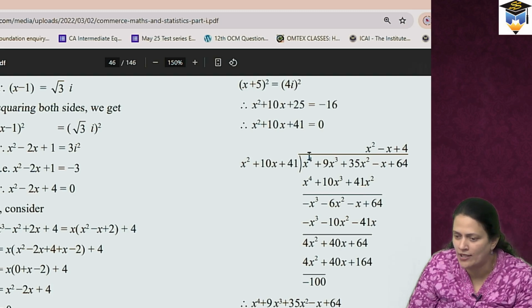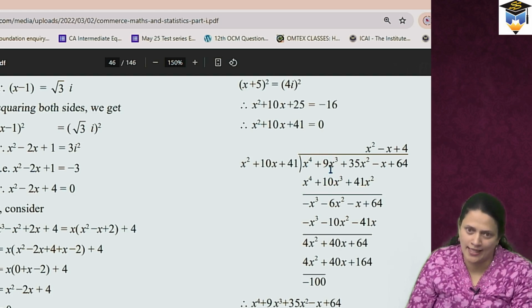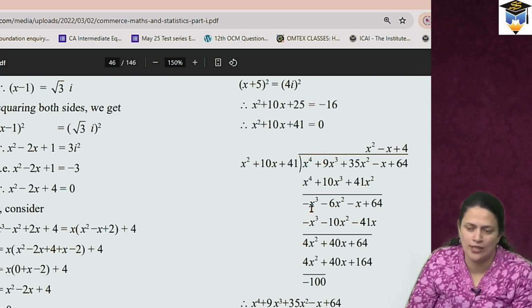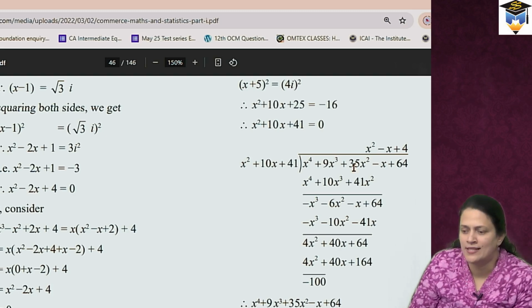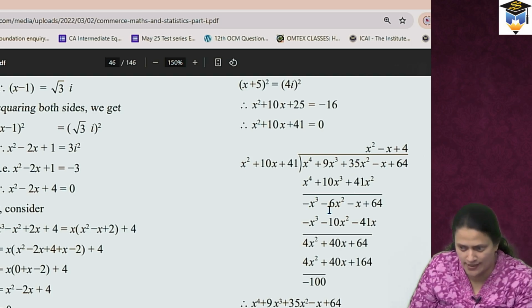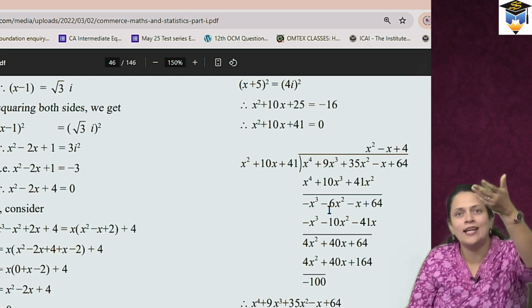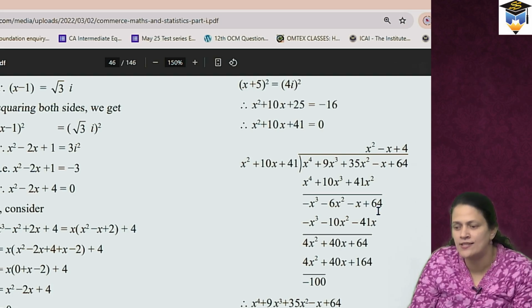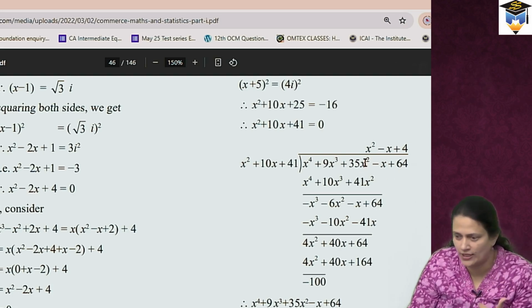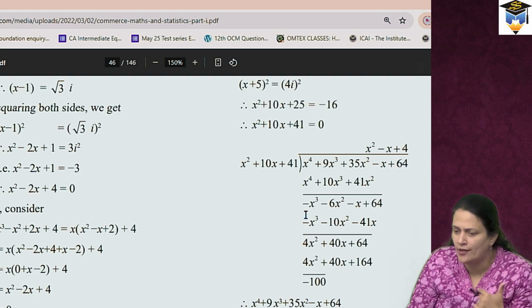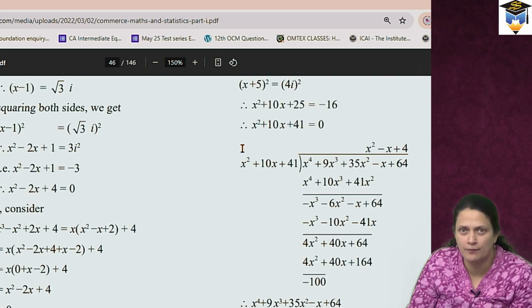Now subtract. So this will get cut. This will remain 9x cube minus 10x cube, so that is minus x cube. Plus 35x square minus 41x square gives us the answer as minus 6x square. Now you can take both the terms, that is minus x plus 64, down from here.